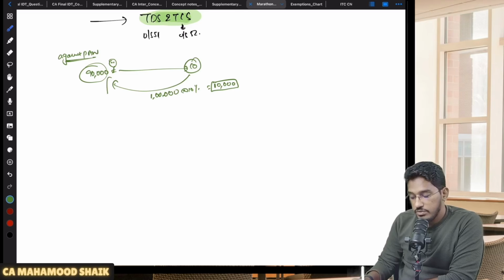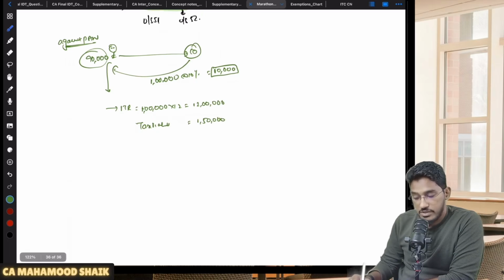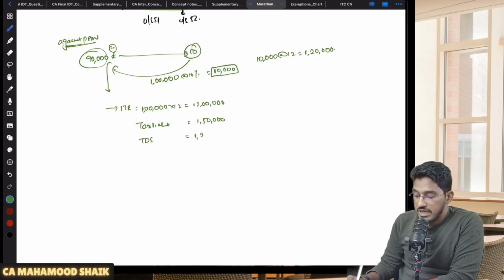After the financial year comes to an end, you will file your ITR. In your ITR, you will declare your income: 1 lakh rupees of salary every month into 12 months, a total of 12 lakh rupees. Now you will calculate your tax liability. Let us say your tax liability comes to around 1,50,000 rupees. But you will not pay the entire 1,50,000. You will claim the TDS amount that has been deducted from you: every month 10,000 rupees for 12 months, a total of 1,20,000 rupees of TDS. That TDS you will adjust against your tax liability, and whatever excess amount is there, that only you will be paying.